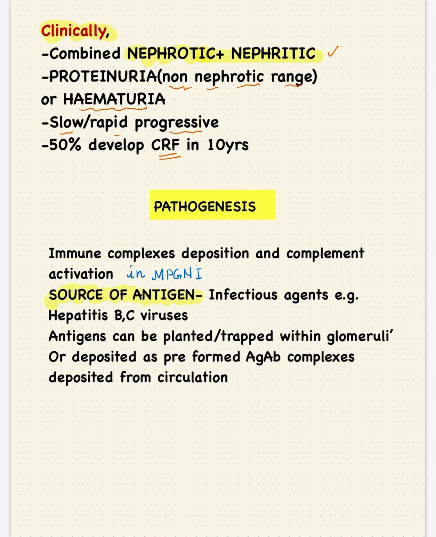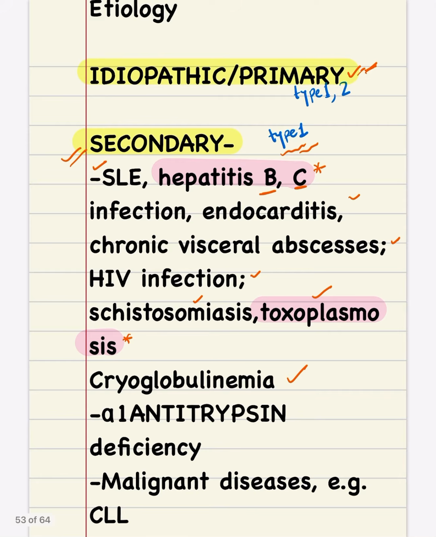Now, in the pathogenesis, we have already uploaded a lecture previously, and you can refer to that, how the immune complexes cause the glomerulonephritis. So immune complexes, when they get deposited, they cause the complement activation in MPGN type 1, and the source of antigens, these are the various infections.